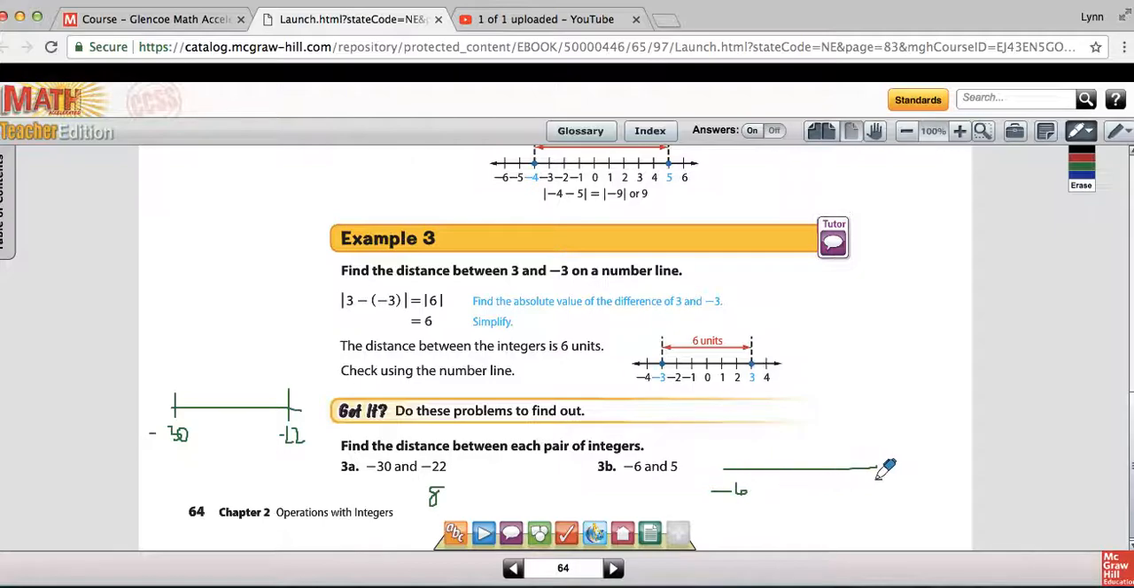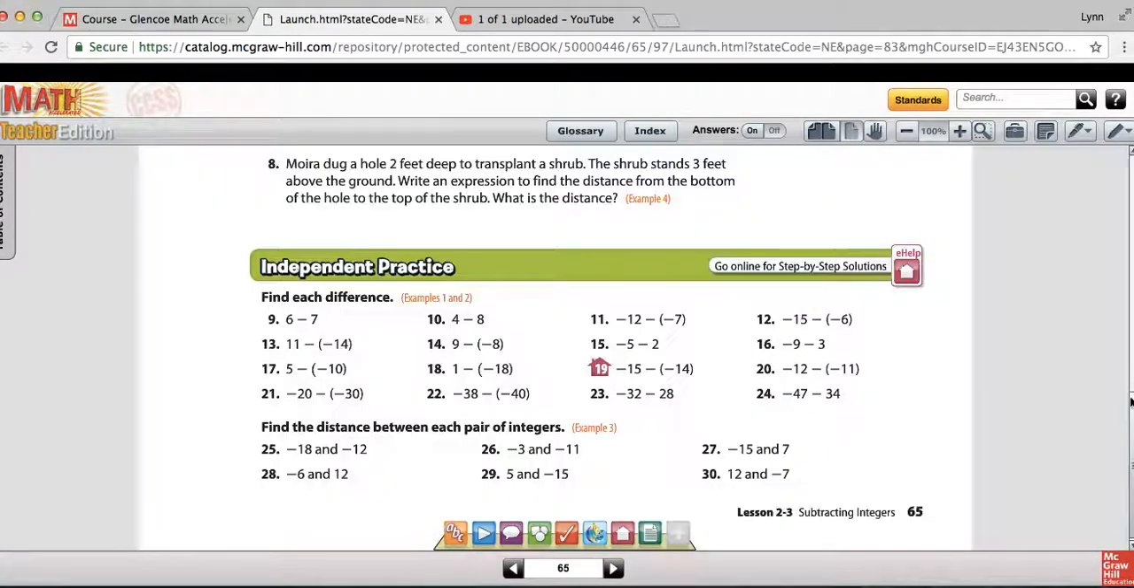Okay, and on number 3b, we have negative 6 on our number line, and we have a positive 5. So not only do we need to get from negative 6 to 0, but we also need to get from 0 to 5. So that's a total of 6 units and 5 units for a total of 11 units. Okay, just a different type of way of ordering or saying those problems with integers.